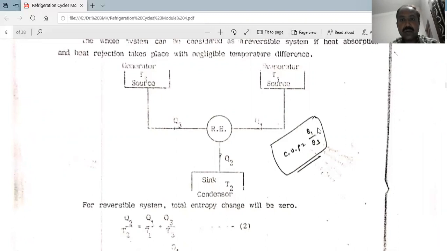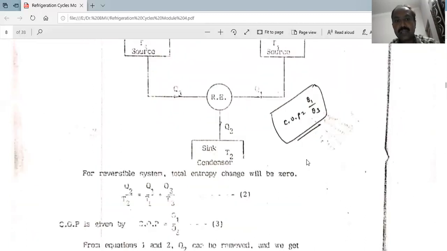That means Q1 amount of heat will be extracted in such a way that it will produce a cooling effect, that is, you can call it the desired effect, divided by the work supplied, that is, Q3 amount of heat will be supplied. That is Q1 divided by Q3. Okay, this is a simple expression based on the block diagram.